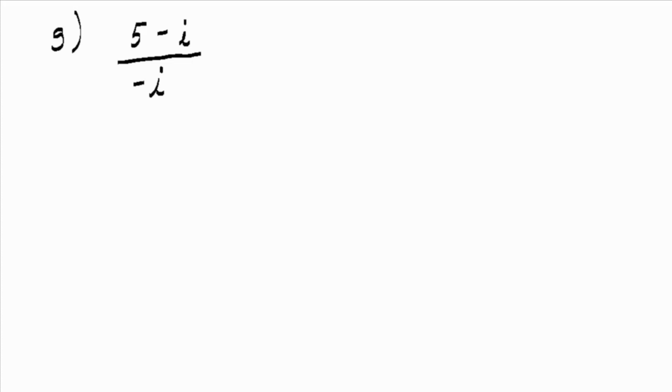So in part G, you guys, let's take 5 minus i divided by negative i. Okay, what would the trick be here? Yeah, what's the conjugate of negative i? And by the way, if there's a number in front there, you can ignore the real number factor, that is. So you could think of negative i as 0 minus i, and it is.